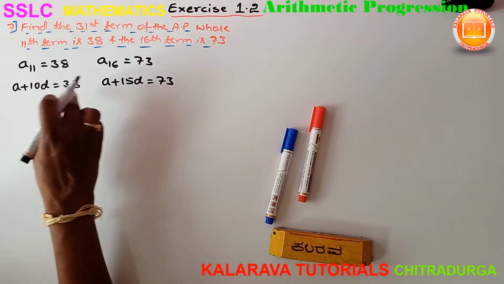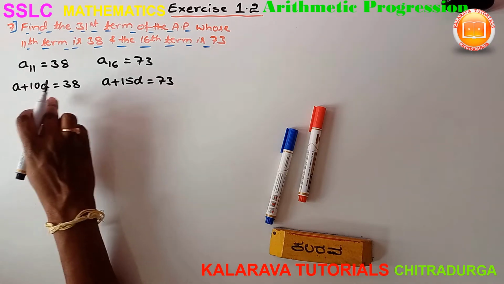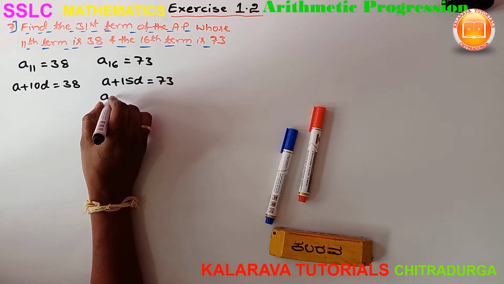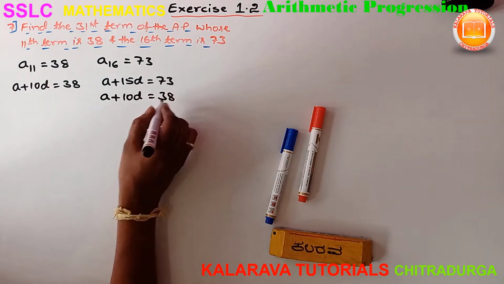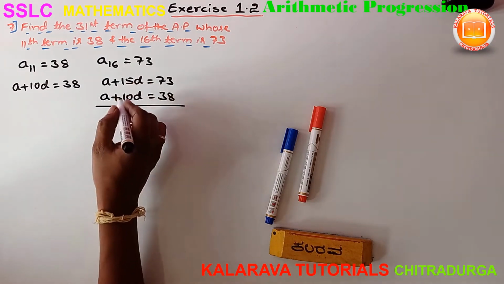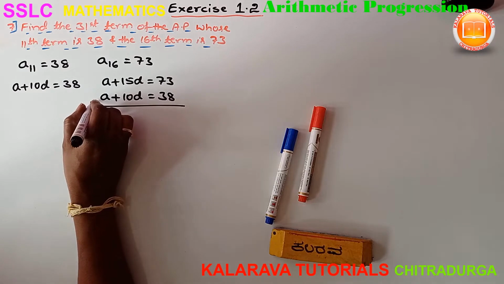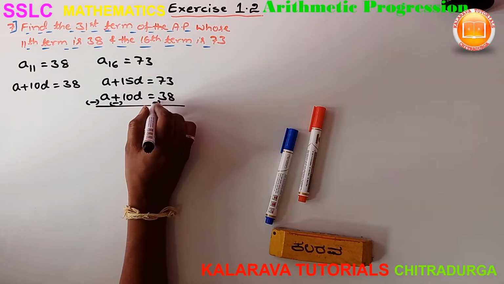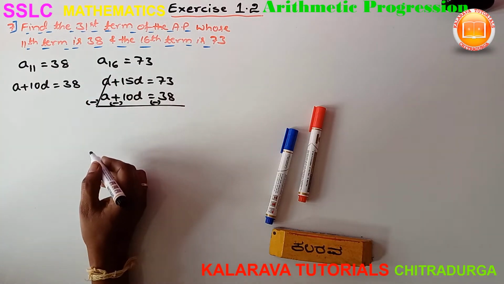So there are two equations, a linear pair of equations. We have to solve these two equations at a time. So I take this equation below the other, A plus 10D is equal to 38. Now we have to subtract the above equation from this equation. On subtracting, all the symbols are changed, the plus symbol becomes minus. So plus A and minus A both get cancelled.